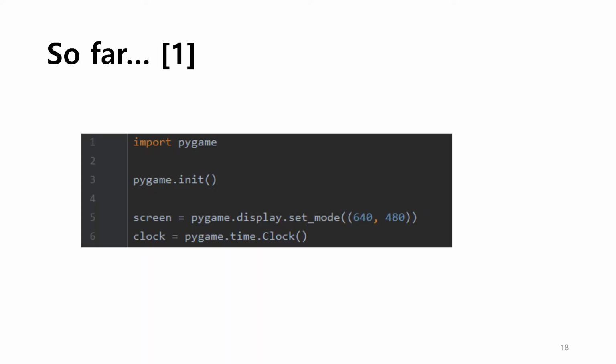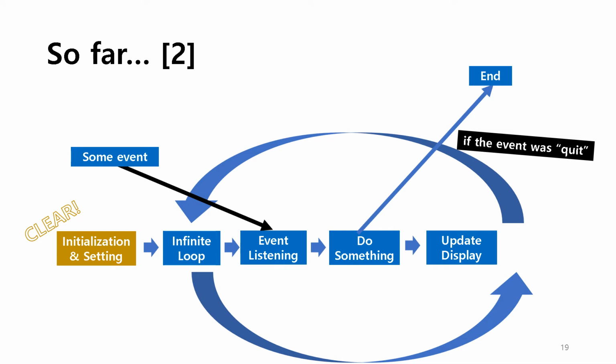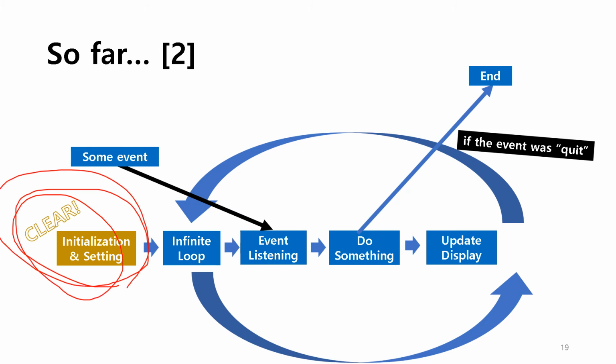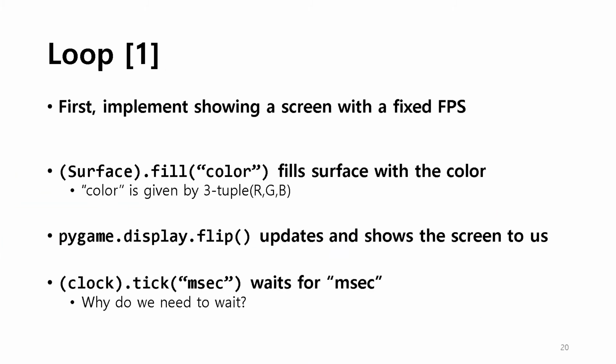So far, we wrote the code like this, right? Then we finish it to initialize and set something here. Very good. And we will implement something inside the loop.